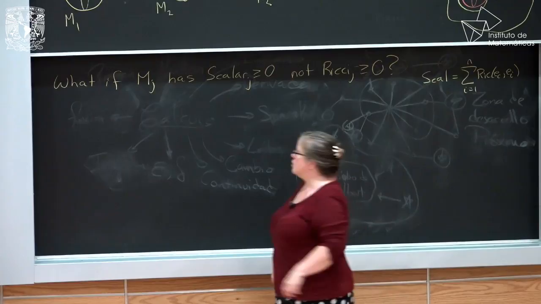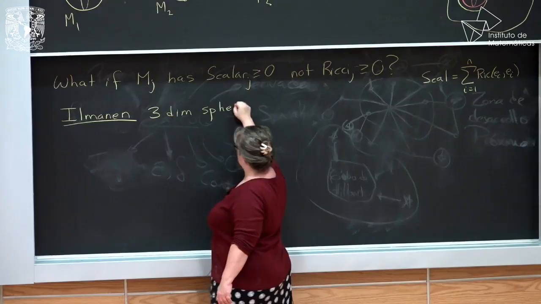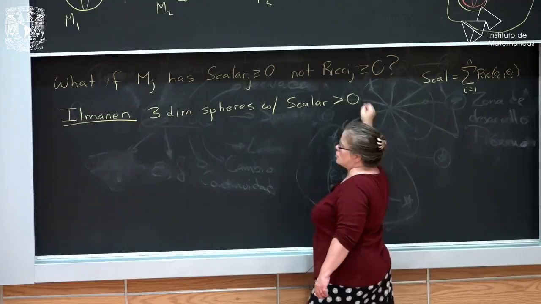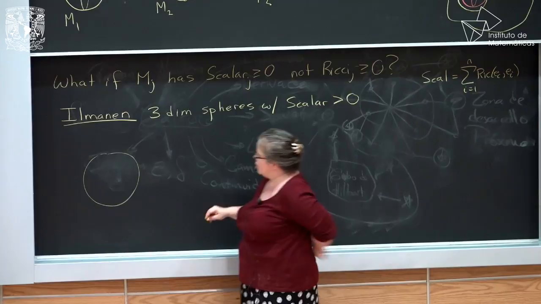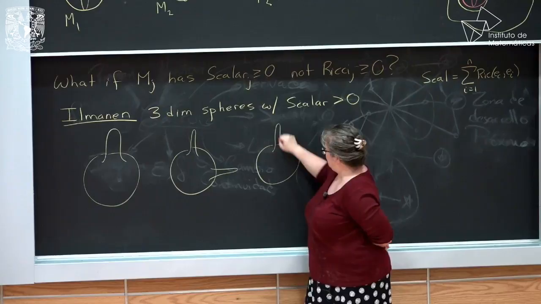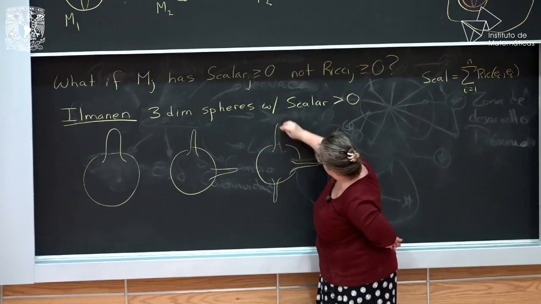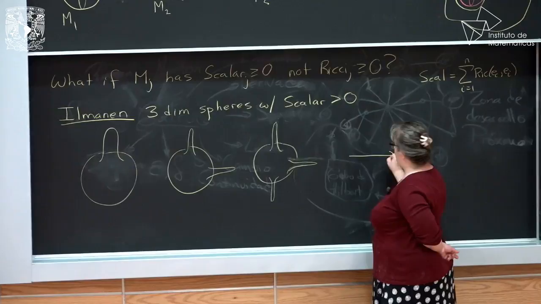And so Ilmanen had an example that he was very upset about. So these are three-dimensional with scalar curvature greater than or equal to zero. Actually, they're strictly greater than zero. And his examples, they are all spheres. The first one maybe has one bump, the second one has two bumps, and the third one has three bumps. But let's make them thinner. I want to make them very thin. This sequence has scalar curvature greater than zero, and the volume is also going to be bounded above.